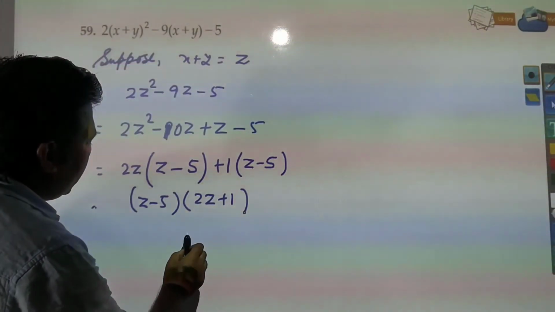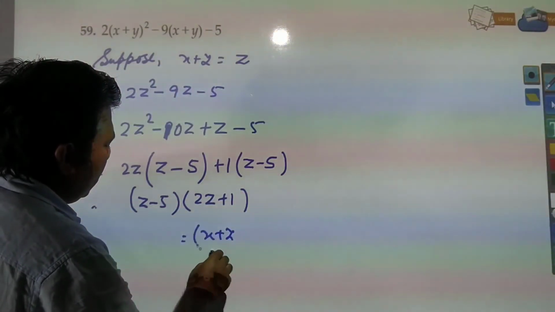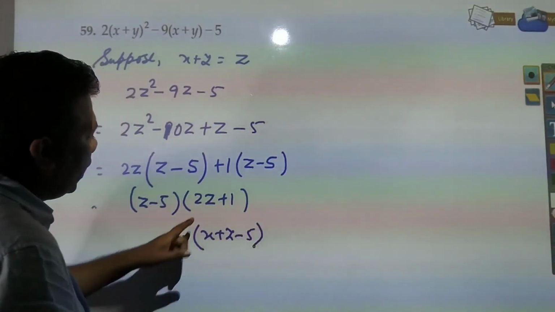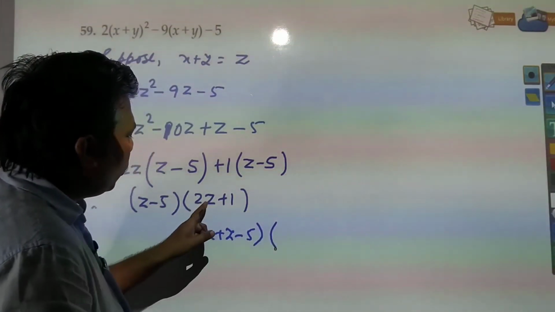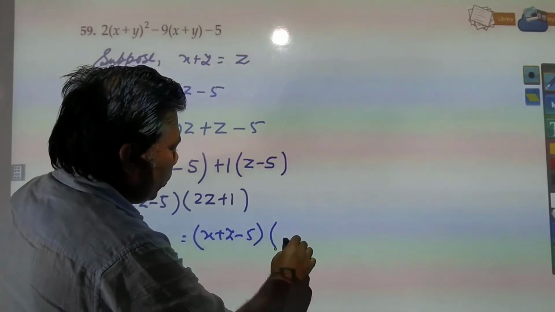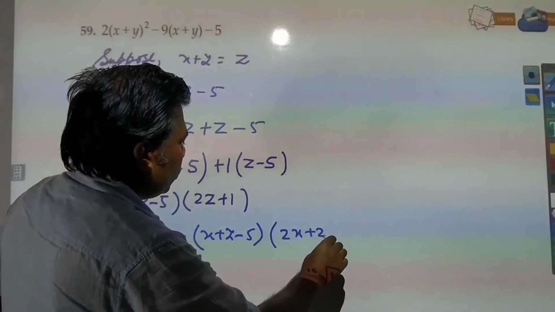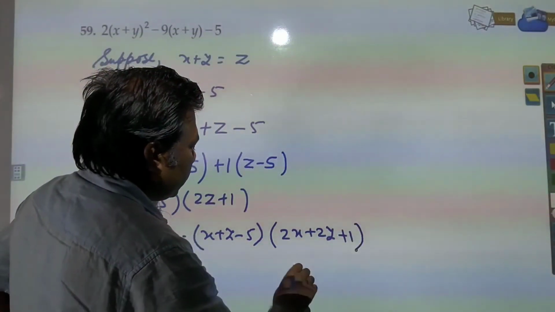So the value of z is x + y. You will have (x + y − 5) and (2(x + y) + 1). Either you can write 2(x + y) or 2x + 2y + 1, and this will be your answer.